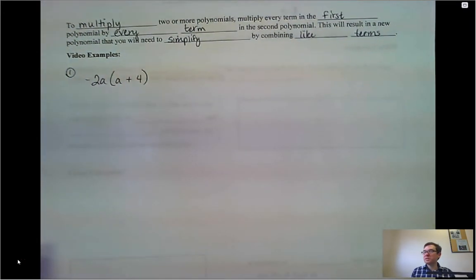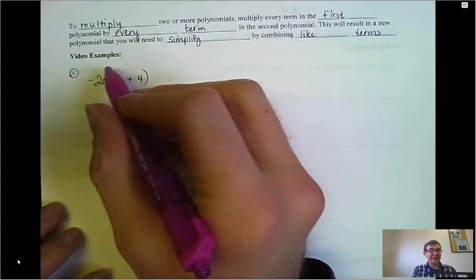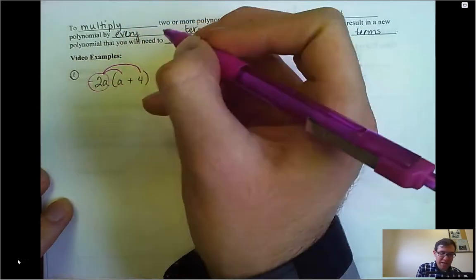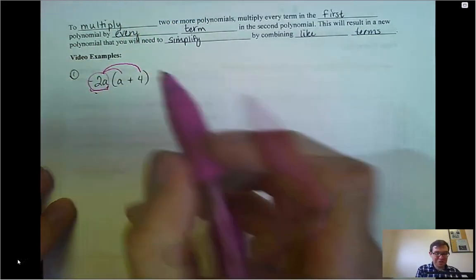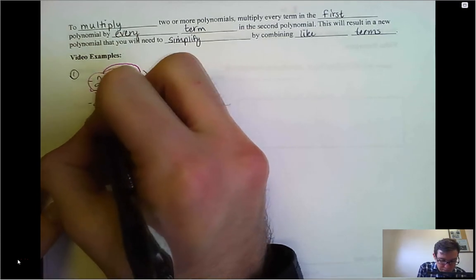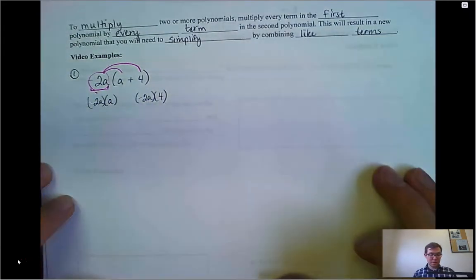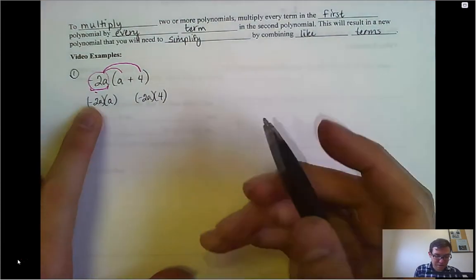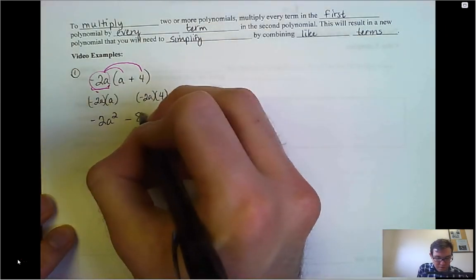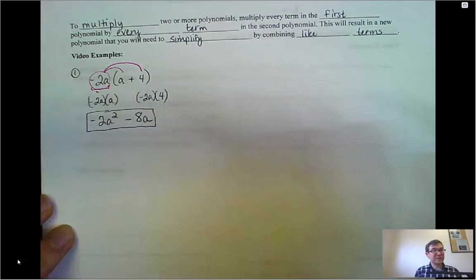To do this, in the past, we would say I have parentheses, so I can use the distributive property, and that exact same thing applies here. I can distribute this negative 2a, this monomial, times every term in this binomial. So we take negative 2a times a, and also negative 2a times positive 4. Now it's just using exponent rules to simplify. Negative 2a times a gives me negative 2a squared, and negative 2a times 4 gives me negative 8a. These are not like terms, so I can't combine, and that's my final answer.